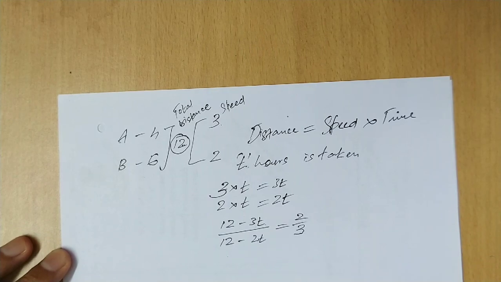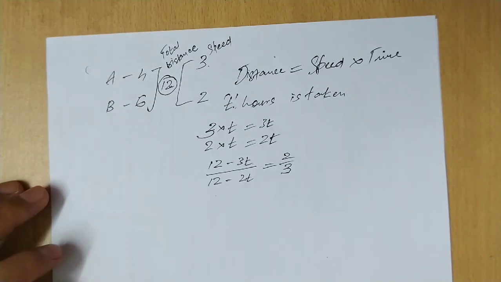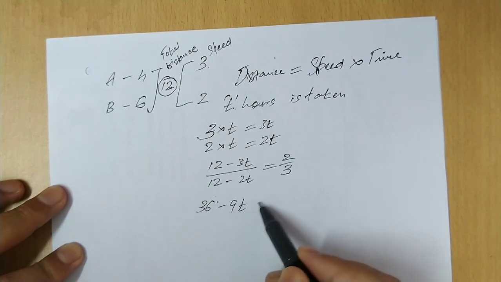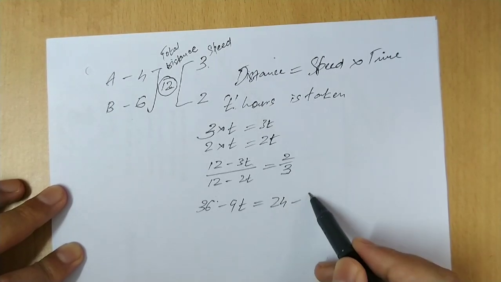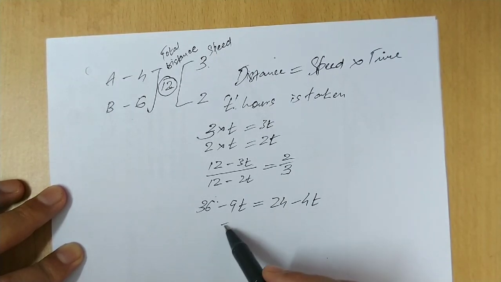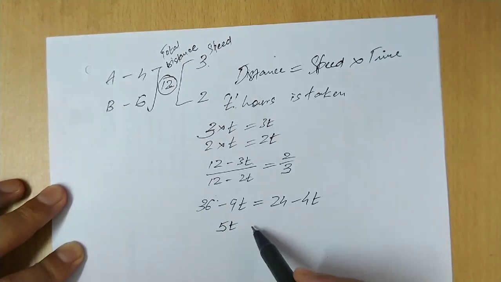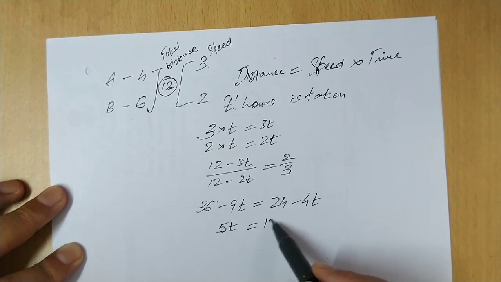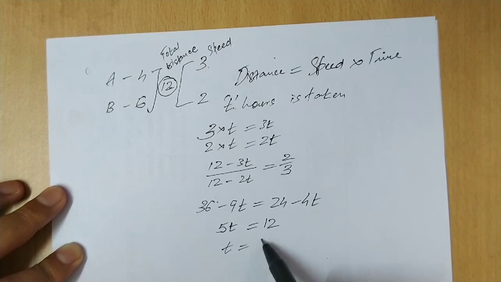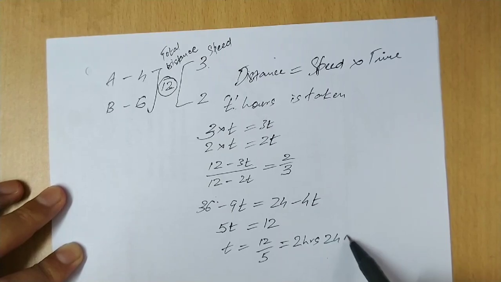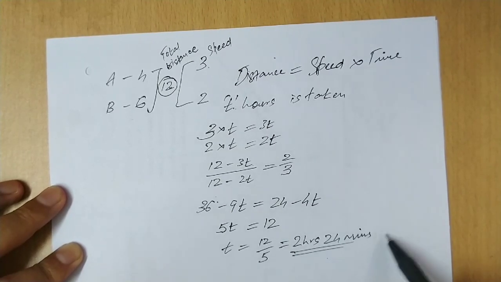Now if we solve this equation, we will get 36 minus 9T is equal to 24 minus 4T, and so 5T is equal to 12. Okay, so we get the value of T, which is 12 by 5. So time taken is 12 by 5. If we write it in hours and minutes, it will be 2 hours 24 minutes. So this is our answer.